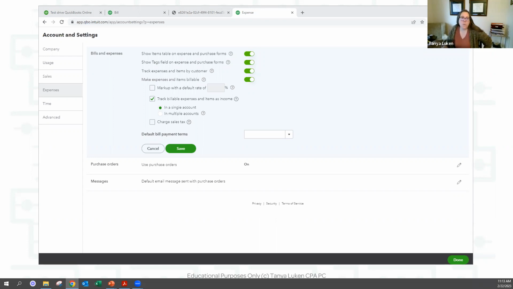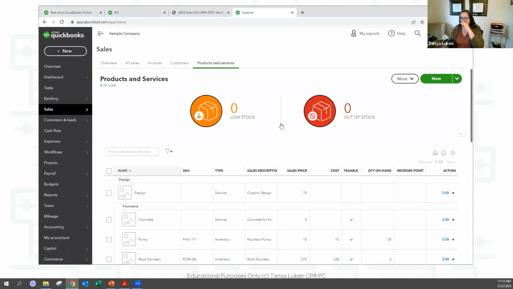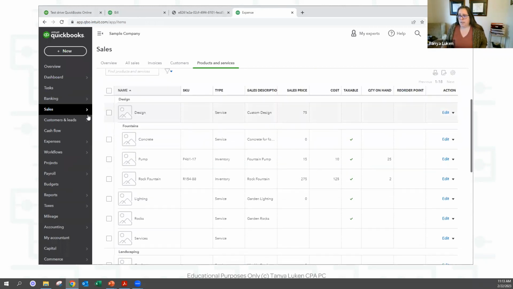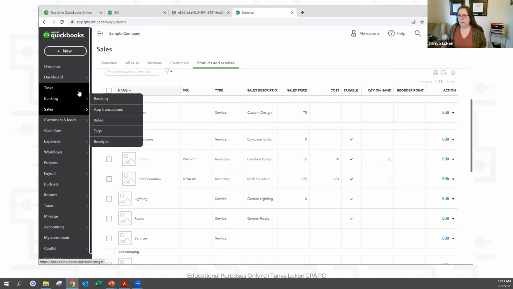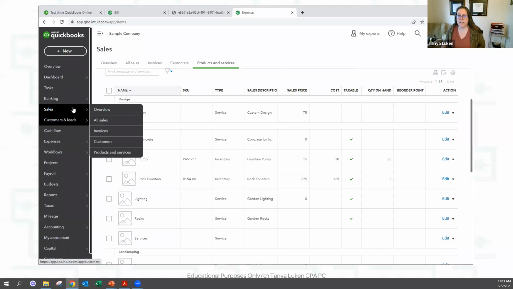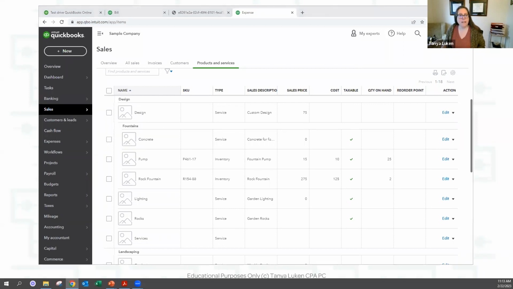Square has an integrator tool that integrates with QuickBooks. So you can actually link your Square account to QuickBooks. And if you're telling Square what you're selling at the farmer's market, it'll come into QuickBooks that way as well. And I can show you. If you linked your QuickBooks Online with Square, Nancy, it would come into app transactions under banking. There is an integrator tool that does that for you.